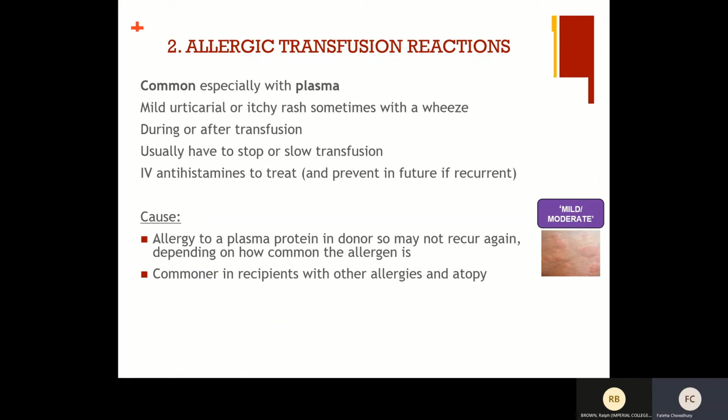Allergic transfusion reactions commonly occur, especially with plasma, and you can get mild itching or urticarial rash, sometimes associated with a wheeze. This occurs during or after the transfusion, and usually slowing or stopping the transfusion is enough. Sometimes you may need to give some antihistamines to treat, and particularly in the future, if they need repeat transfusions, to give it as a preventative measure. The cause is allergy to a plasma protein in the donor, so it may never occur again because you may never get a component from the same donor again. These allergic reactions happen more frequently in patients who have a tendency to allergies or atopic conditions.